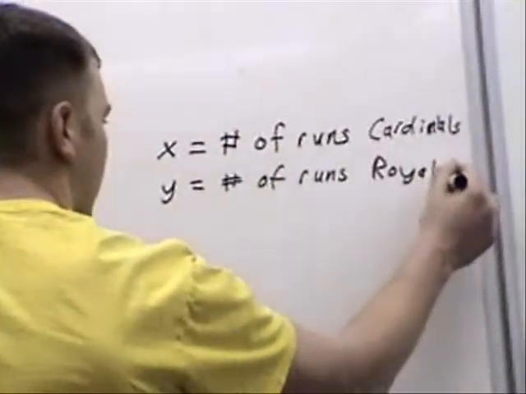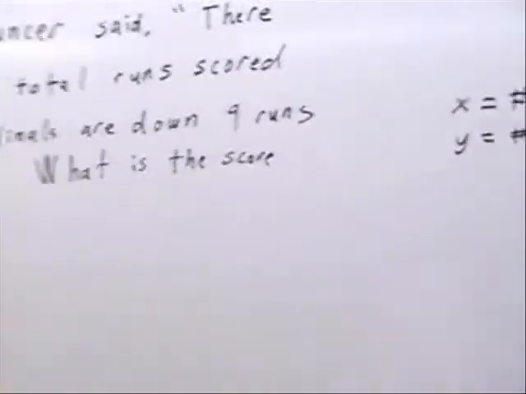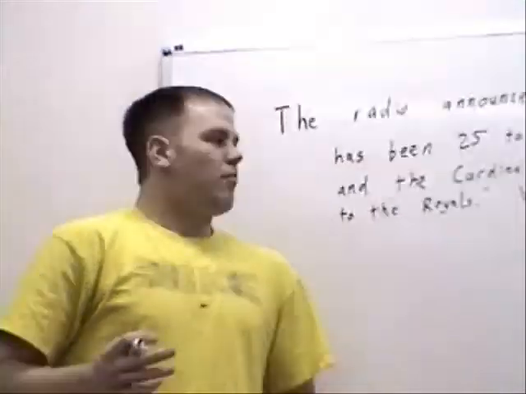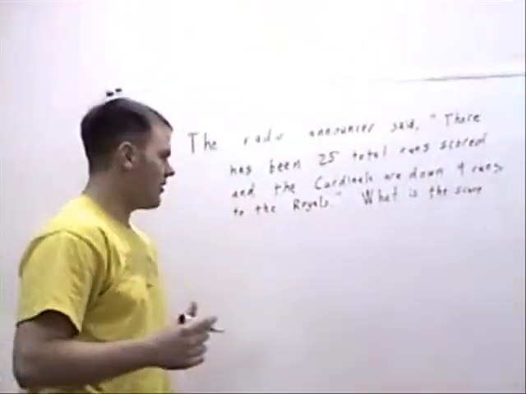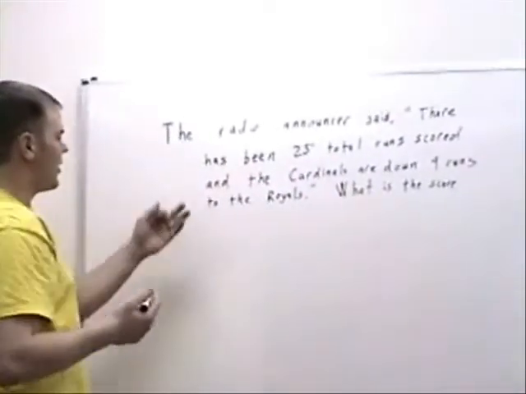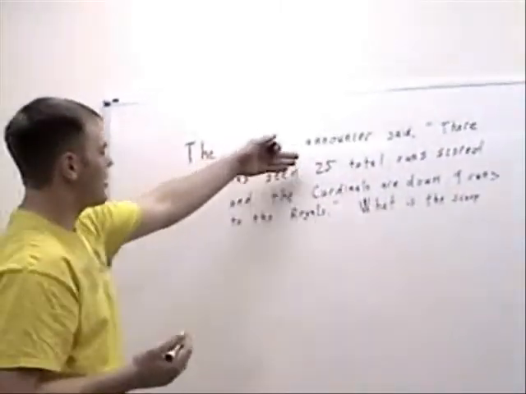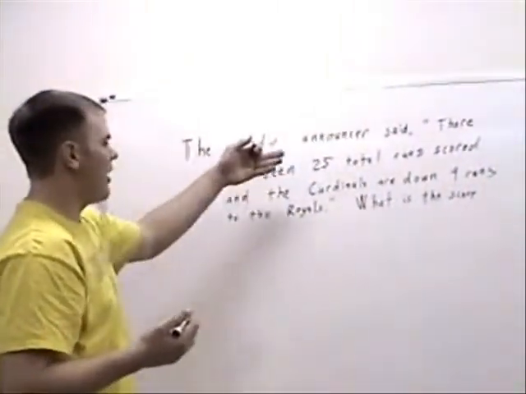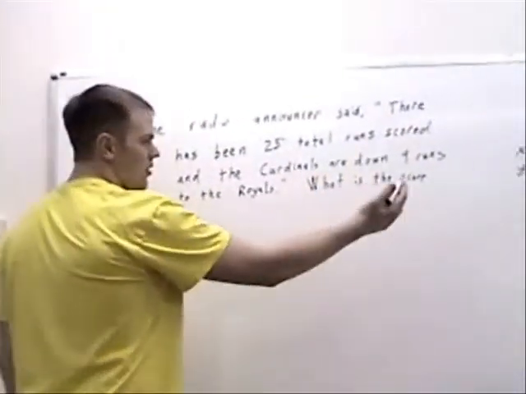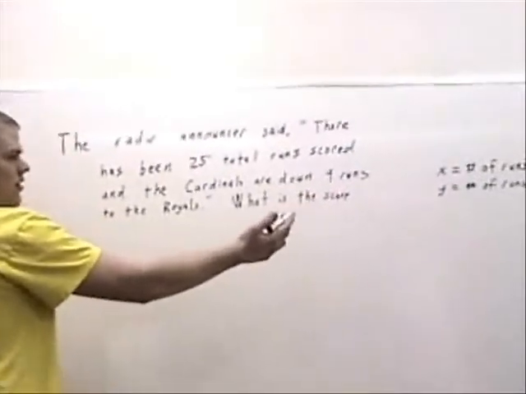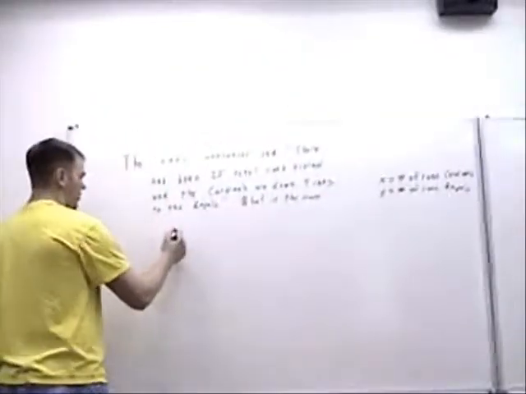Now that we have both of our variables declared, we need to figure out two formulas. First one would be, come back up here and look, you see that there has been 25 total runs. So that means that you want to add these two together, because the total number of runs for the Cardinals plus the total number of runs for the Royals will equal 25.